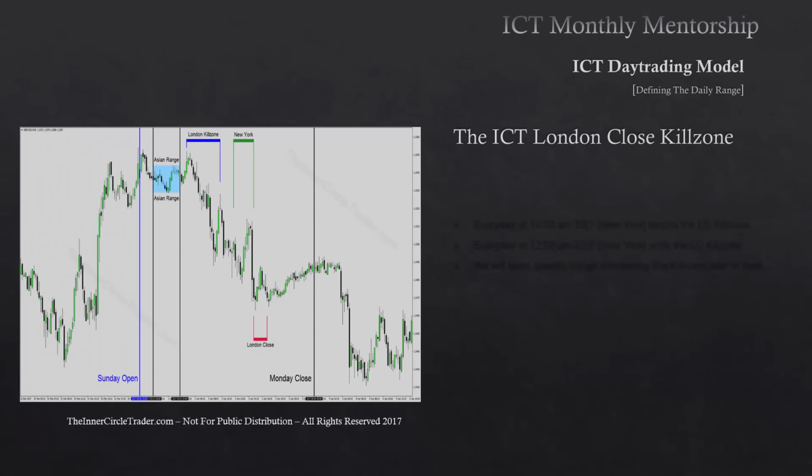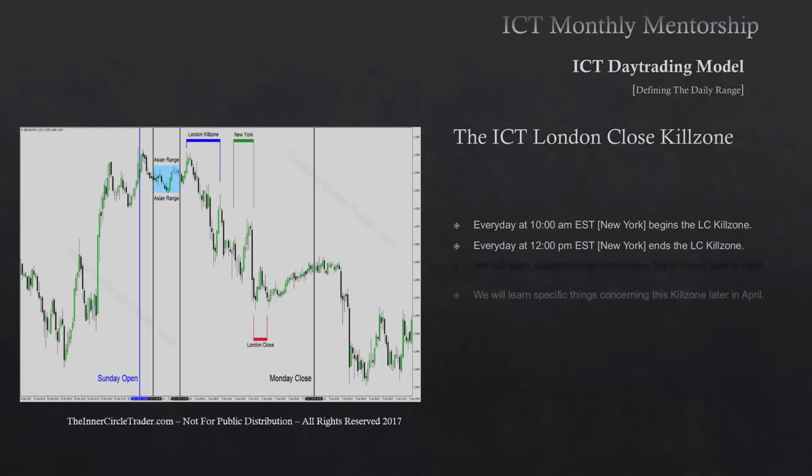The ICT London kill zone for London close. Every day at 10 a.m. Eastern Standard Time, New York, begins the London close kill zone. Every day at 12 p.m. noon New York time, ends the London close kill zone. We will learn specific things concerning this kill zone later in April. But for now, whenever I refer to London close, this is the time window. Again, always in whatever New York time is, whether it's daylight savings time or regular time, these are the times I'm using.